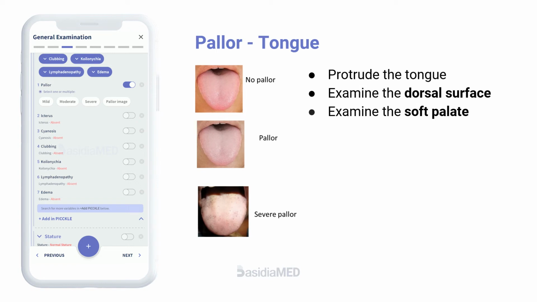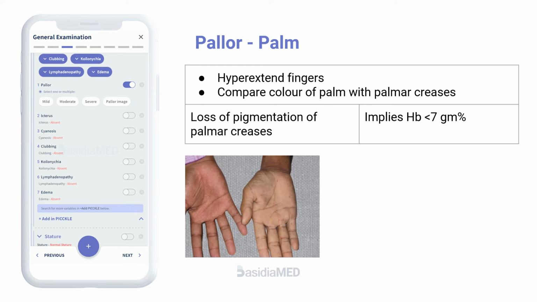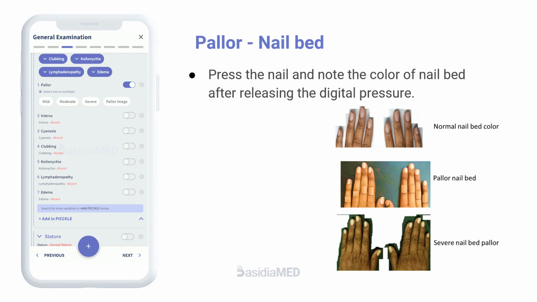Ask the patient to hyperextend the fingers. Compare the color of the palmar crease with that of the adjacent skin of the palm. Pallor is said to be present if both are of the same color. Loss of the pigmentation of the palmar creases of the hands gives a clue that the hemoglobin may be less than 7 grams% in that patient. Press the nail and note the color of the nail bed after releasing the digital pressure. The nail beds may be pale due to reasons other than anemia also.